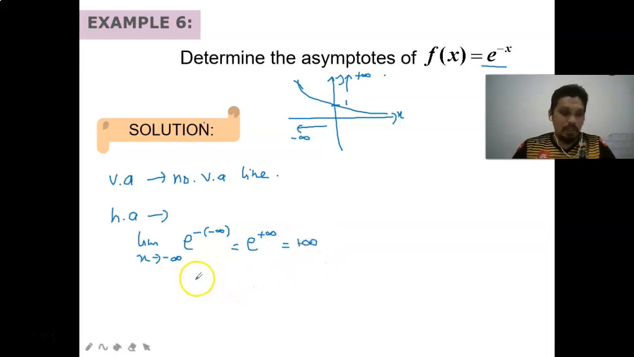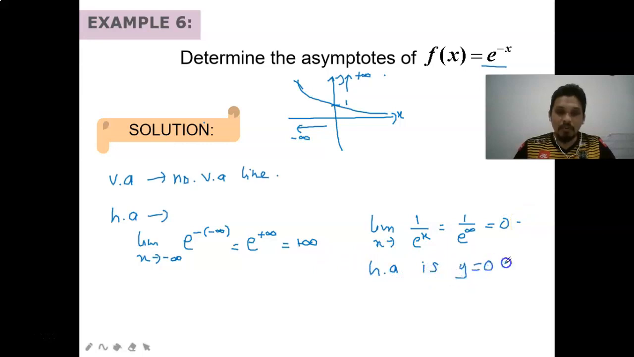So then for the horizontal asymptote, the limit as x approaches positive infinity of 1 over e to the power of x equals 1 divided by e to the power of infinity, which is equal to 0. Then the horizontal asymptote is y equal to 0. Okay, so you can see now the graph sliding down, approaching the x-axis. So this is where the horizontal asymptote y equal to 0 is.